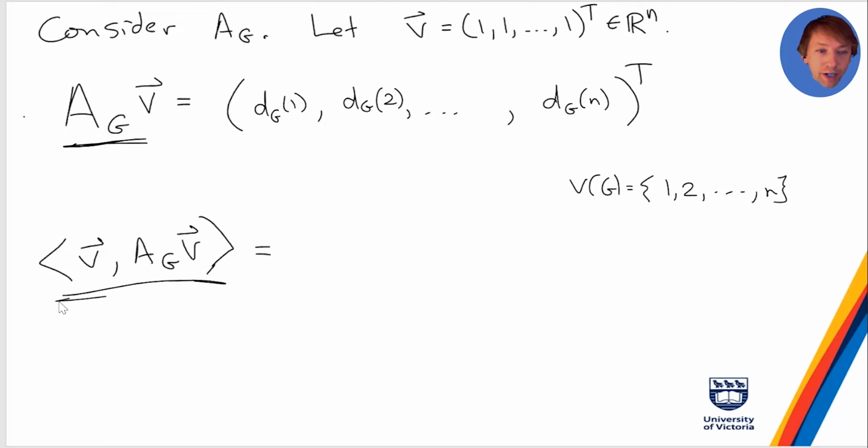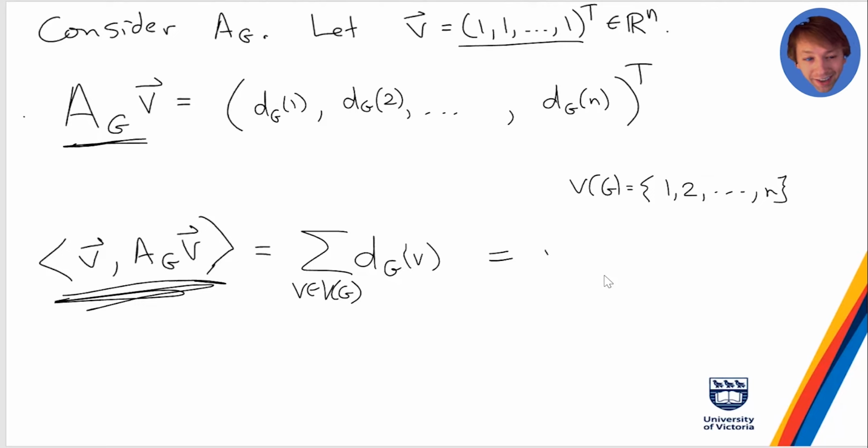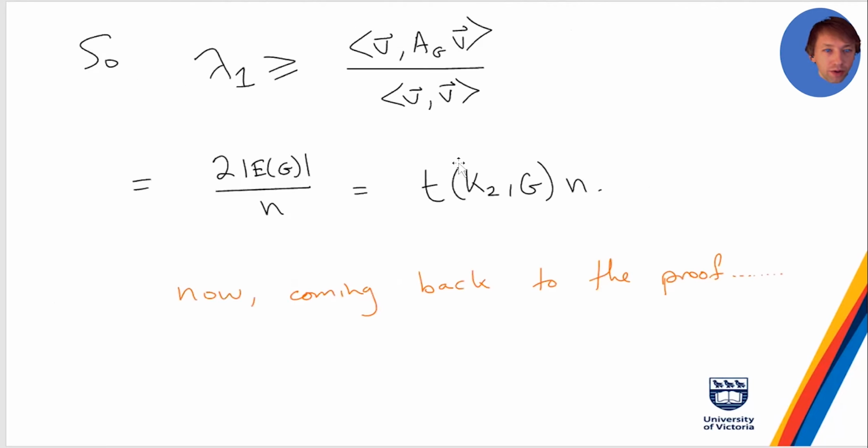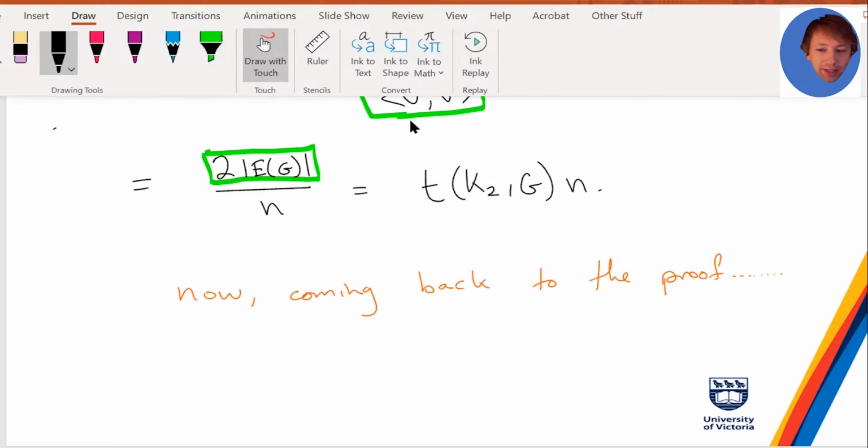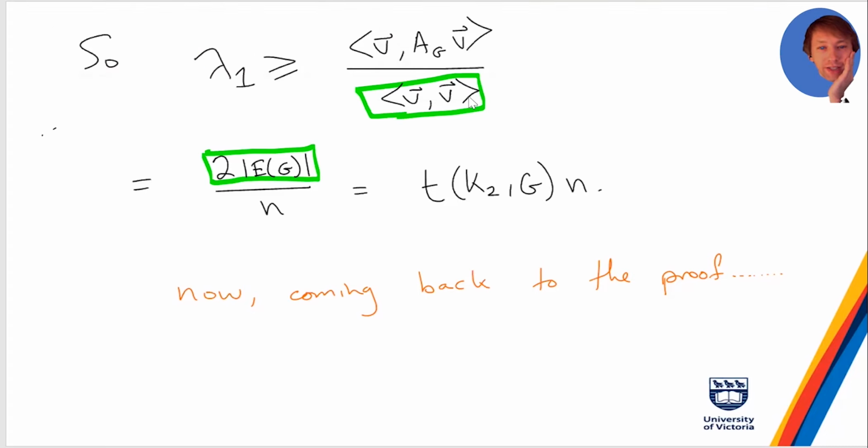Now if I dot product that with v, which is the all ones vector, I get the sum of the degrees, which by handshaking is 2 times the number of edges. It's very dependent on the vector v that I chose here, but it ends up just being 2 times the number of edges. So the numerator here is 2 times the number of edges. If I do v dot v, where v is the all ones vector of length n, you just get n.